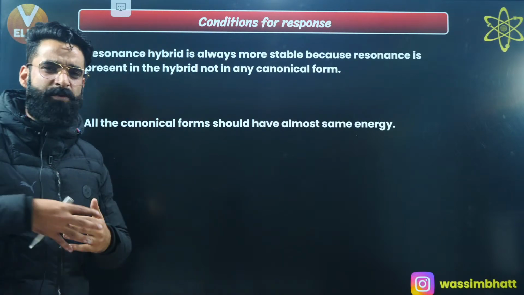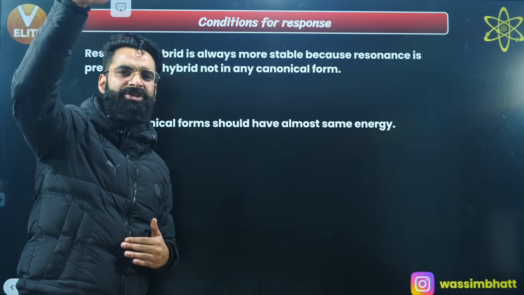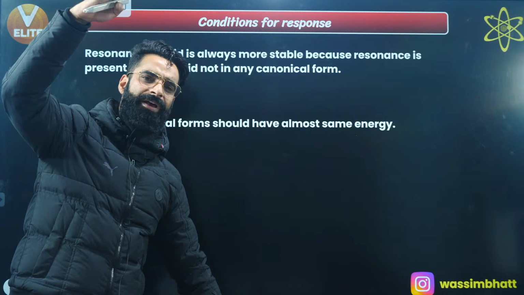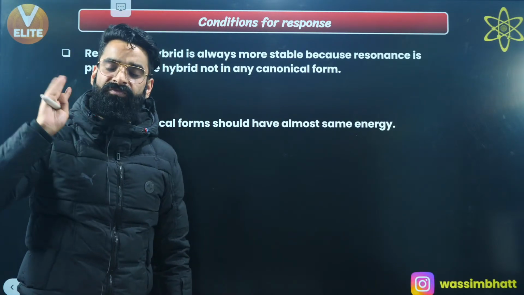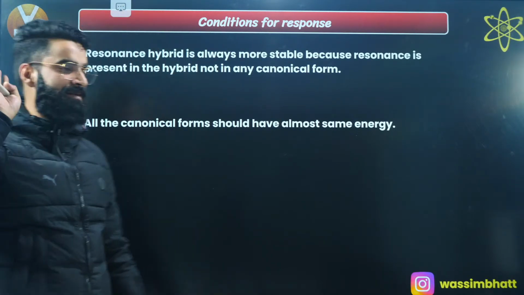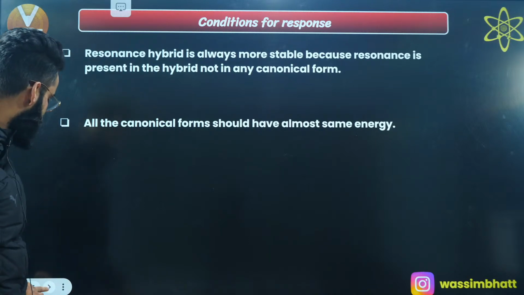It should not be like one of the canonical forms will be having maximum energy and then one will be having very, very low energy. No way. All the canonical forms, they must have almost similar energies, right? This is one more condition.